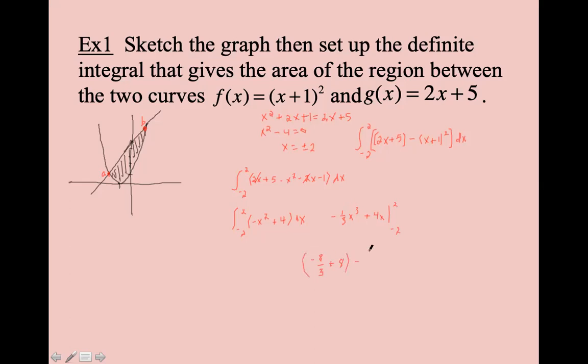And I subtract what I get when I evaluate at -2. So -2 cubed is -8. That's going to make that a +8/3. And 4 times -2 is -8. All right, so I'll keep simplifying. I have a -8/3 plus a -8/3, which is -16/3. And then I have 8 minus a -8, which is 8 plus 8, which is 16. So I have -16/3 plus 16 times 3, 48/3.